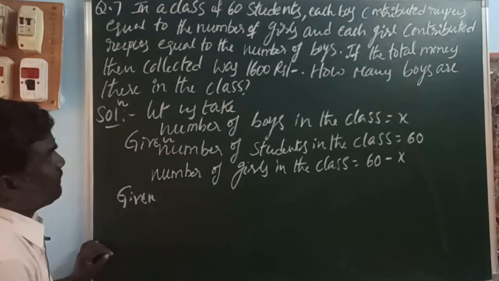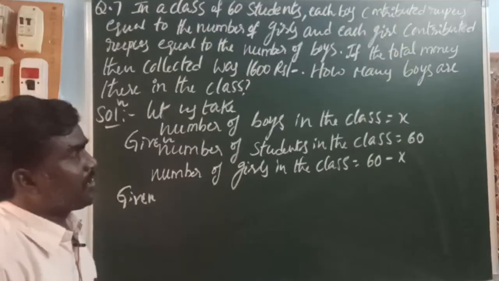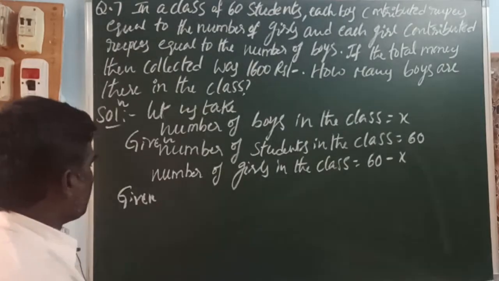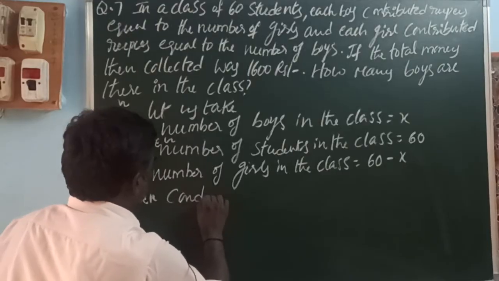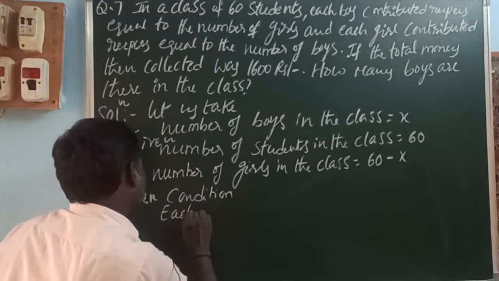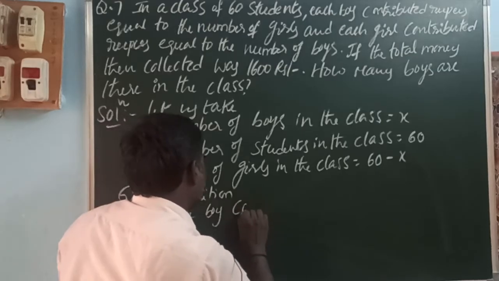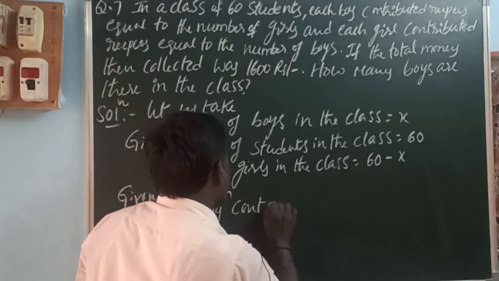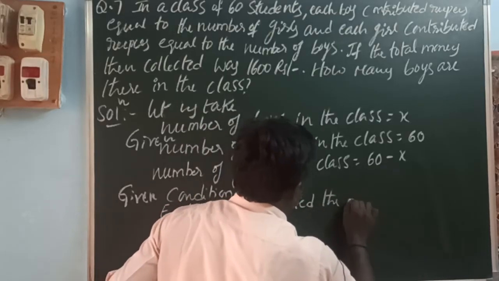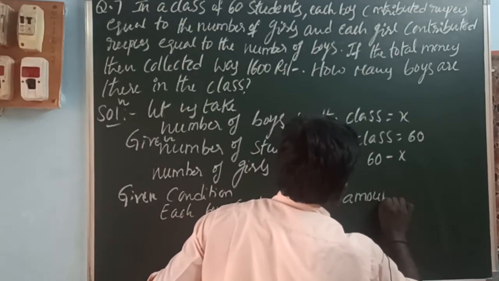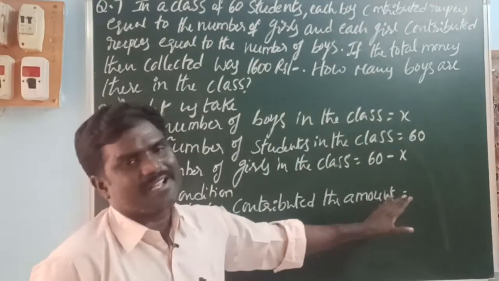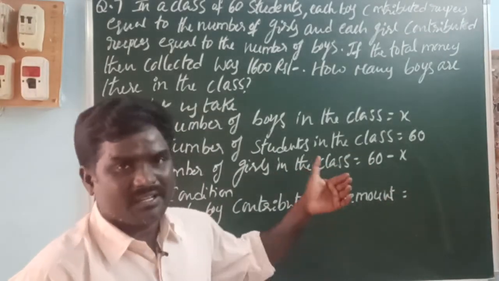What is the given condition? Each boy contributes rupees equal to the number of girls in the class. So, given condition: each boy contributes an amount equal to the number of girls in the class, such amount they contribute.